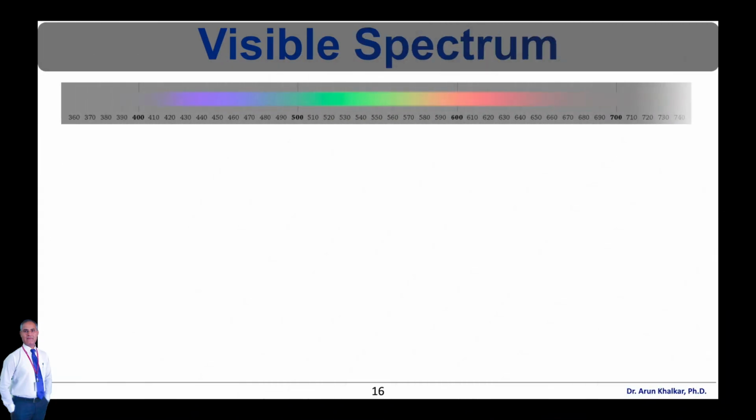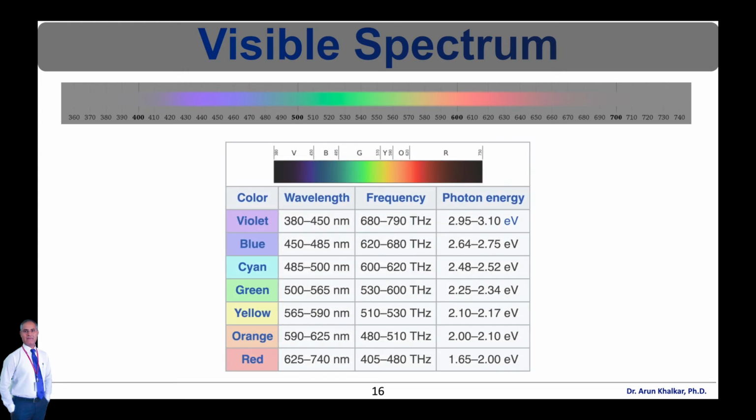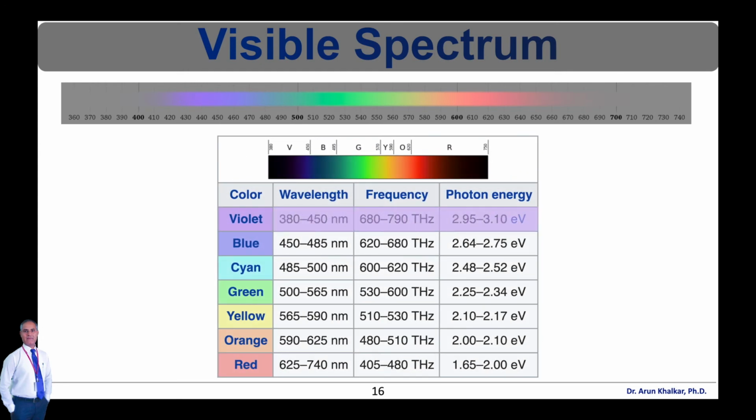The visible spectrum in more detail is shown here in this diagram. For the violet color, the wavelength is around 380 nanometers to 450 nanometers, the frequency is 680 to 790 terahertz, and its photon energy is around 2.95 to 3.1 electron volts.